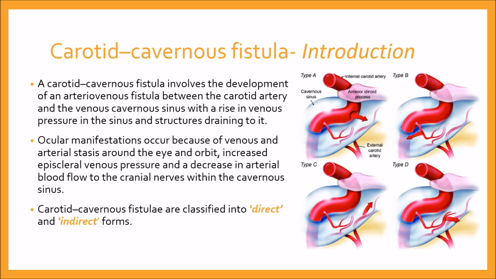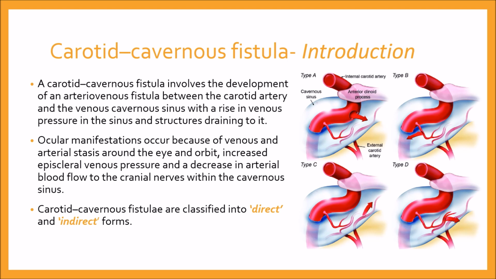Now, carotid cavernous fistula involves the development of an arteriovenous fistula between the carotid artery and venous cavernous sinus with a rise in venous pressure in the sinus and structures draining to it. Ocular manifestations occur because of the venous and arterial stasis around the eye and orbit, increased episcleral venous pressure and decrease in the arterial blood flow to the cranial nerves within the cavernous sinus.